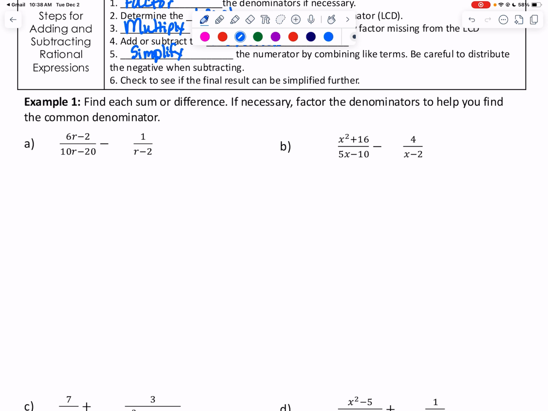If I'm looking at my first denominator, 10r minus 20, I notice that I have a common factor of 10. So if I divide out a 10, 10r divided by 10 leaves me r, and 20 divided by 10 leaves me 2. Once you do that, it's easier to see that for your LCD, we're going to need a 10 and we're going to need an r minus 2.